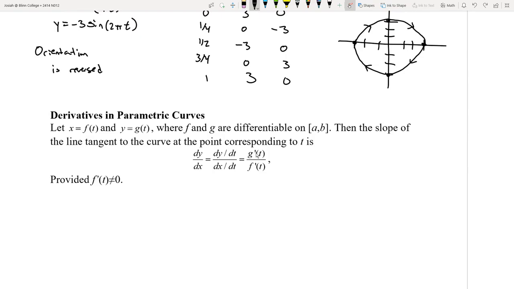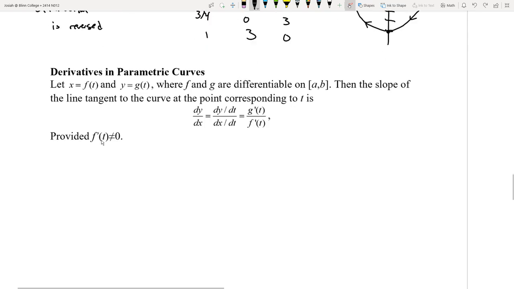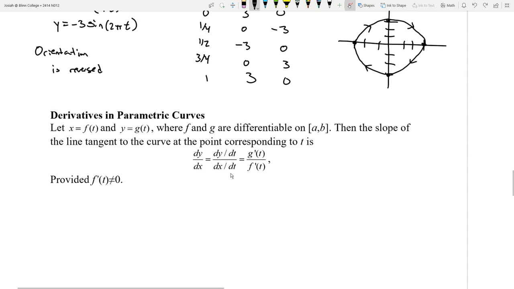dy dt, though, is g prime of t. dx dt is f prime of t. So we put the derivative of the y equation up top, the derivative of the x equation on the bottom in terms of t, and we have our derivative. That's all provided that f prime of t is not equal to 0 anywhere inside that interval.